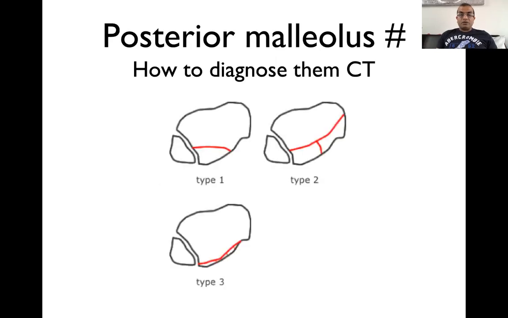Now, there are a couple of classifications of posterior malleolar fractures. The most famous is the Haraguchi classification, where type 1 is the standard posterolateral fragment. Type 2 is when the posterior malleolus is split vertically into posteromedial and posterolateral fragments. And type 3 is just a tiny flake avulsion of the posterior inferior tibiofibular ligament.